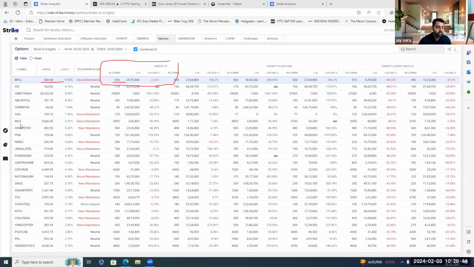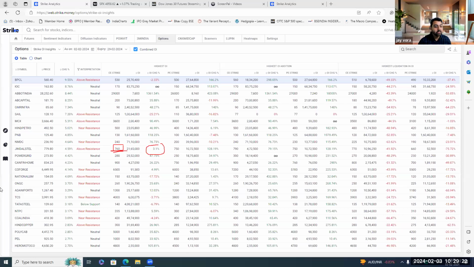Or else, let's forget BPCL. Let's take the example of Jindal Steel. Okay. Now, see, what you see over here is that the prices are above the call option. Okay. But over here, you can see that the OI change percentage is still in positive, which means that the call sellers are still not in a mood to cover their positions.